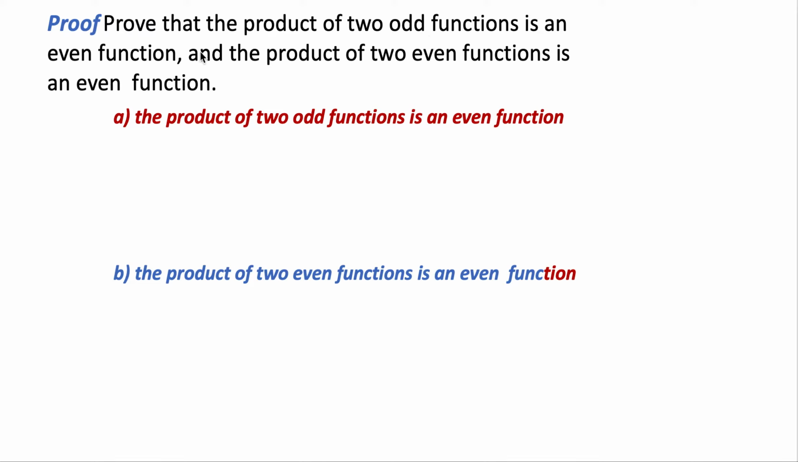The product of an odd function and an odd function is an even function, and the product of two even functions is an even function. First of all, let's take the product of two odd functions. According to the definition of an odd function, f of minus x is equal to minus f of x. We already know this statement.